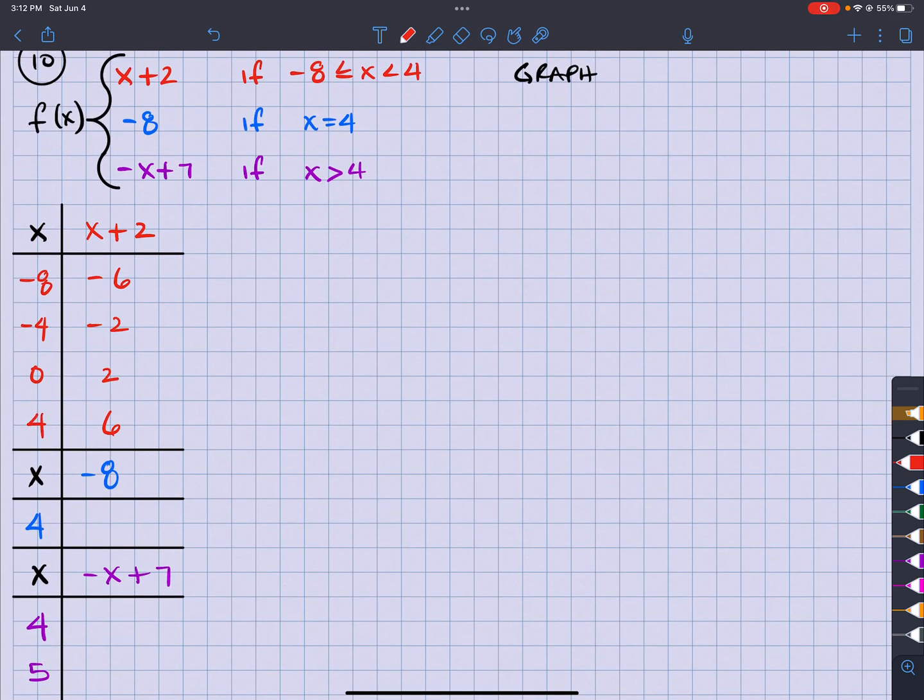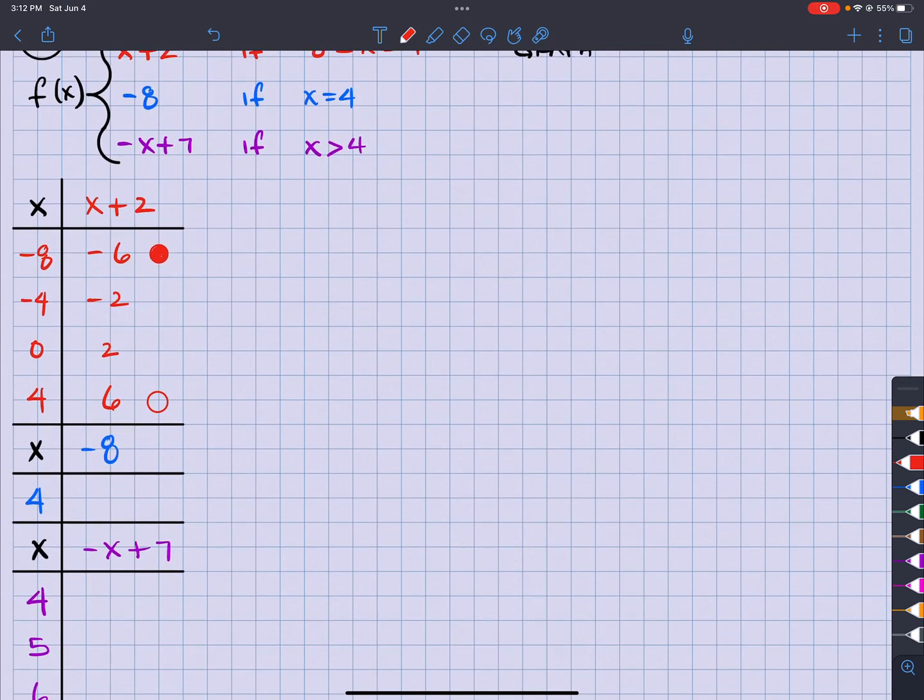But when I look here at 4, it's going to be an open circle. And when I look at the -8, it's going to be a closed circle. Yeah, so I know that. And at 4, the blue equation is equal to -8. So this is still going to be -8. Now, this says equal to 4, so that means this is going to be, that's right, a closed circle.